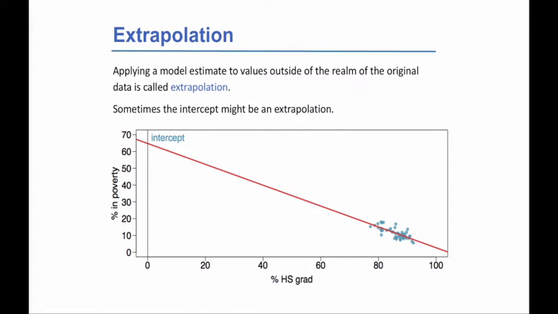So, I told you we were going to come back to extrapolation. Applying a model estimate to values outside the realm of the original data is called extrapolation. Sometimes the intercept might be an extrapolation, such as in this case, right? The intercept is well outside the range of where our actual data fall. So this would be an extrapolation.